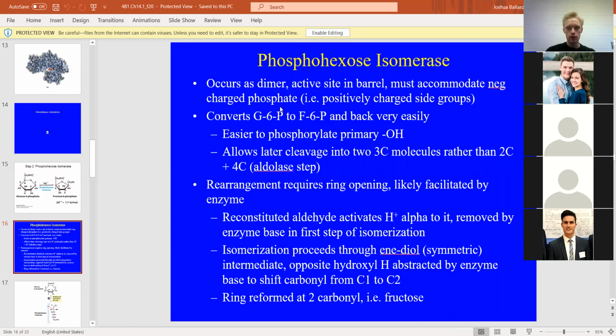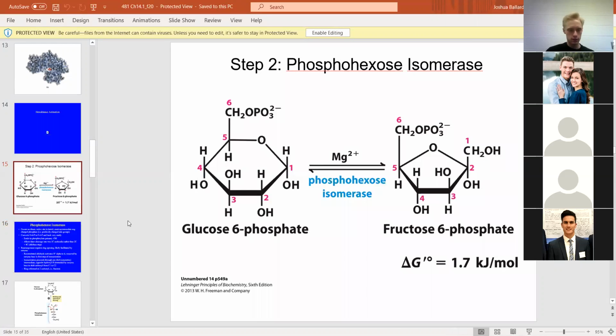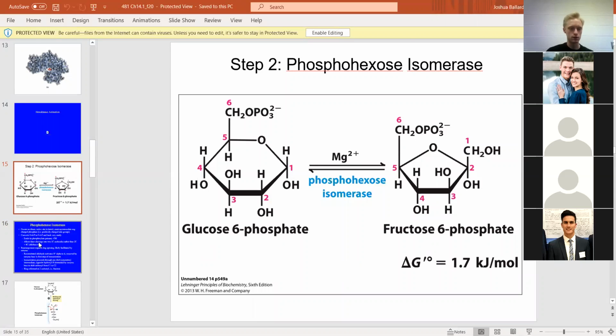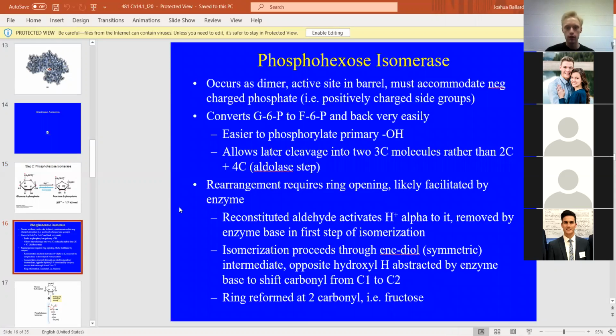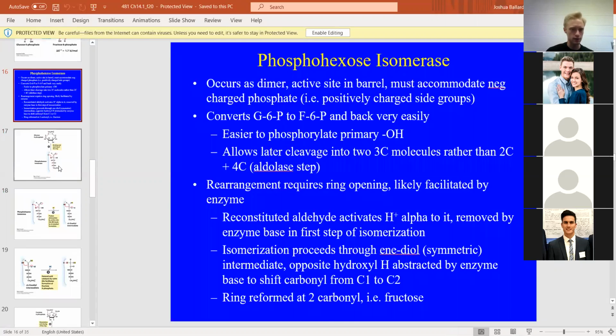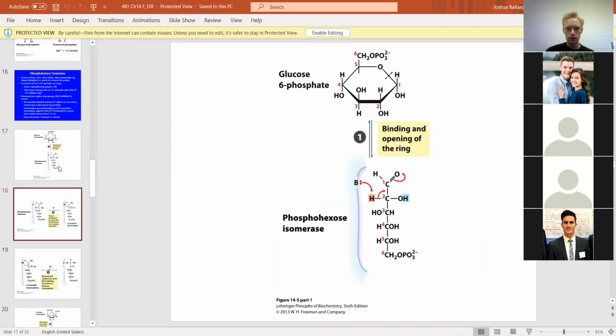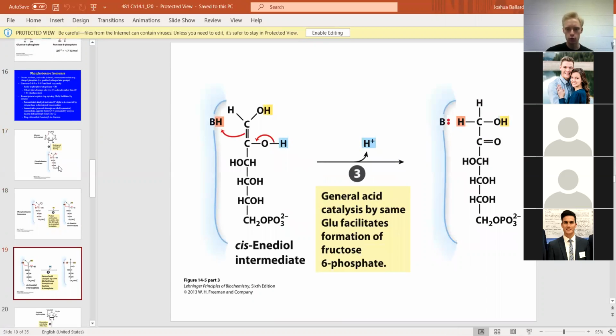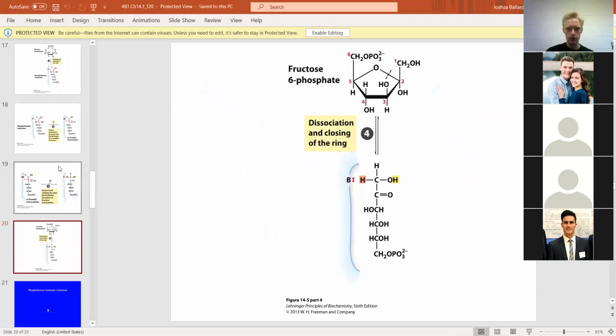Some special features of phosphohexose isomerase: it occurs in a dimer. It must accommodate negative charged phosphates. So this is a reverse reaction. As you can tell, the delta G prime naught is positive, so it can convert back and forth. The rearrangement, know the reaction mechanism with this. I believe slides 17, 18 go through how the reaction mechanism goes.